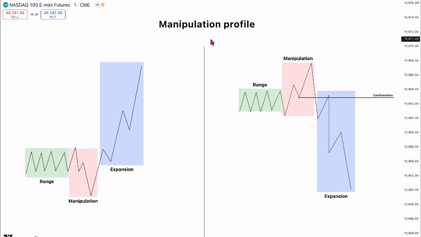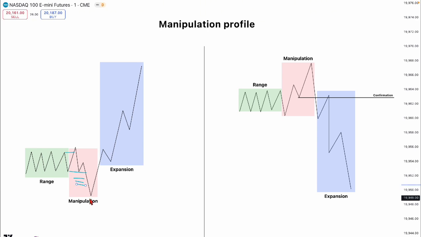We can enhance this knowledge by adding the manipulation profile. This profile helps traders identify situations where the market takes liquidity on both sides of the range, misleading traders before reversing in the opposite direction and expanding. Understanding manipulation profiles can prevent traders from getting trapped in moves some call a Judah swing. While it's possible to trade the Judah swing, measuring its extent is challenging because the manipulation can vary in size, making stop-loss placement uncertain.